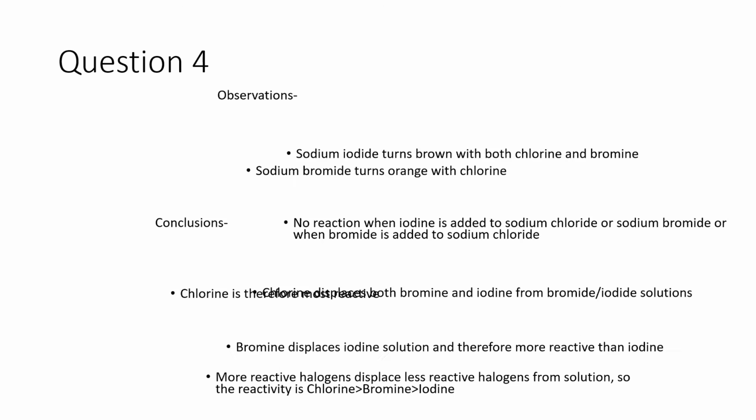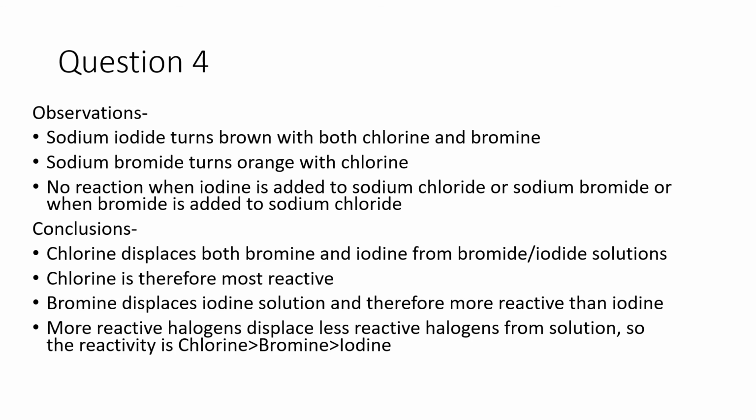So first, let's look at the observations you would see. Sodium iodide turns brown with both chlorine and bromine. Sodium bromide turns orange with chlorine. And no reaction would occur when iodine is added to sodium chloride or when sodium bromide is added to sodium chloride.